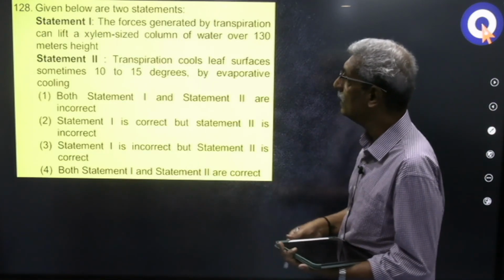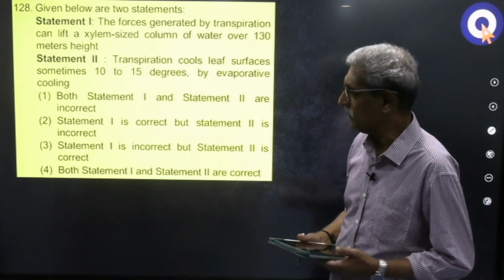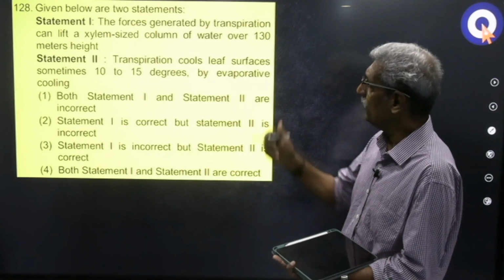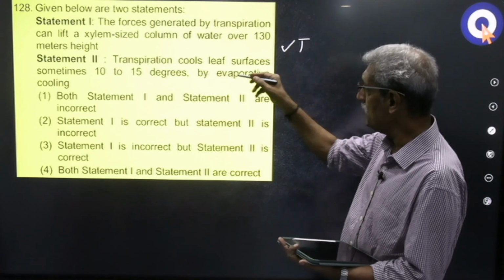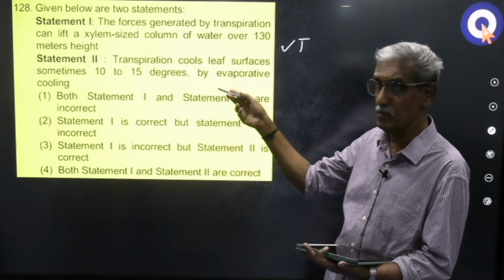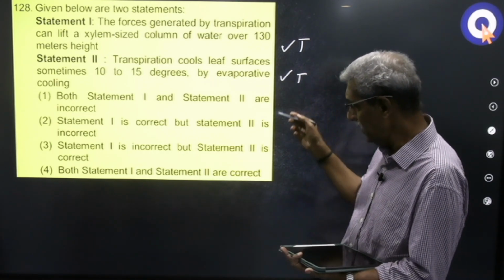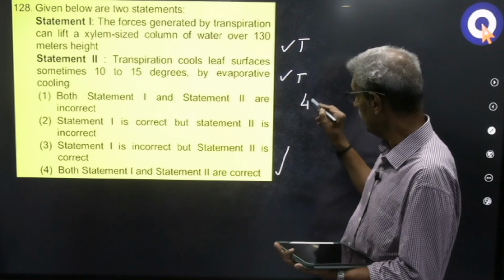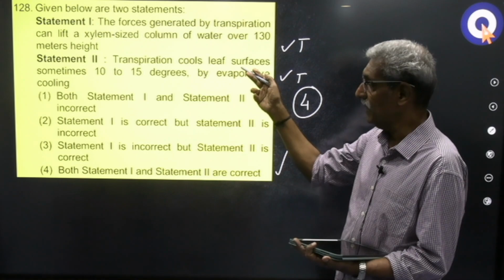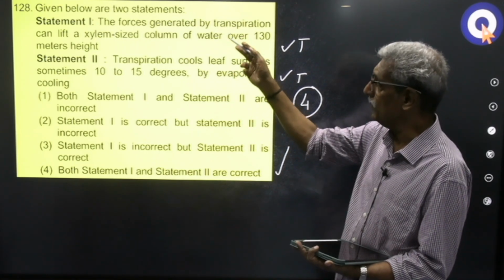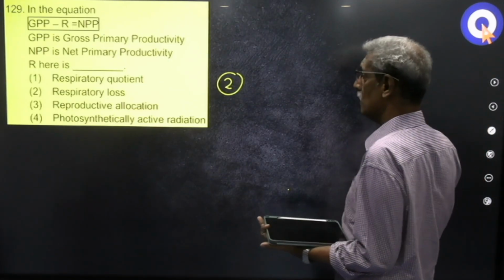Straight question again. And this is from plant physiology, transport in plants. The forces generated by transpiration can lift xylem to a column of 130 meters high, true. Transpiration cools the leaf surface sometimes by 10 to 15 degrees because of change of state, and evaporation also causes cooling. So both the statements are correct, so the option is 4. Transpiration cools the leaf surface, and the forces for transpiration can raise water to 130 meters height. Again, the statements are very easy.